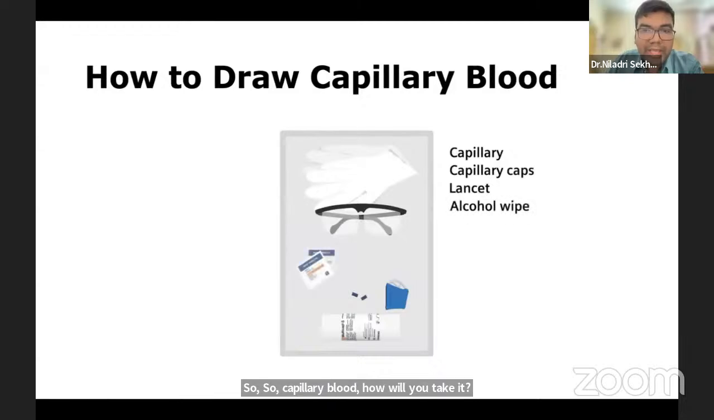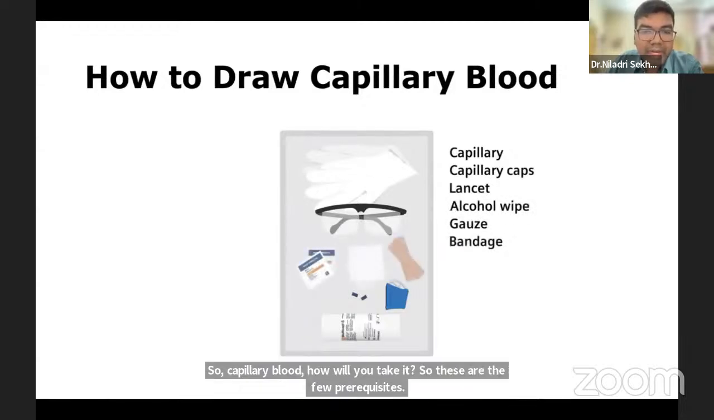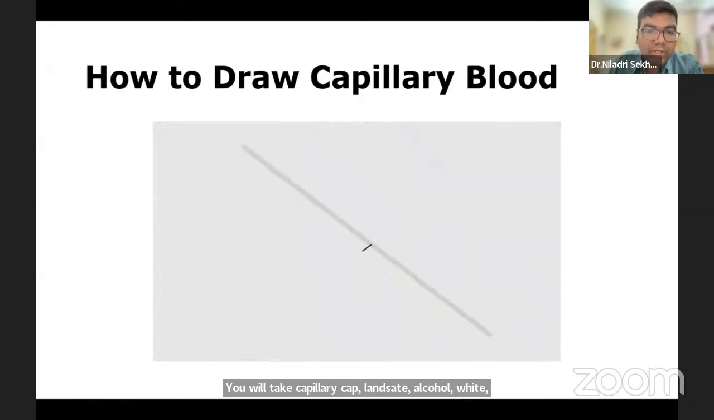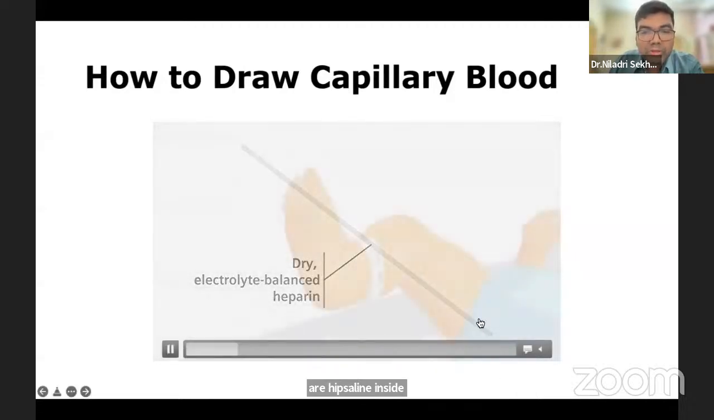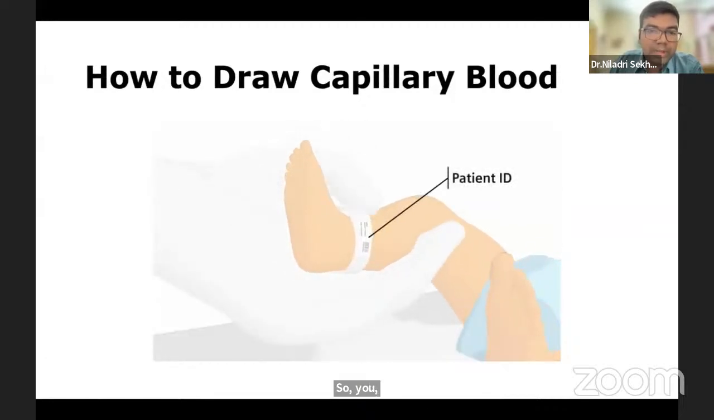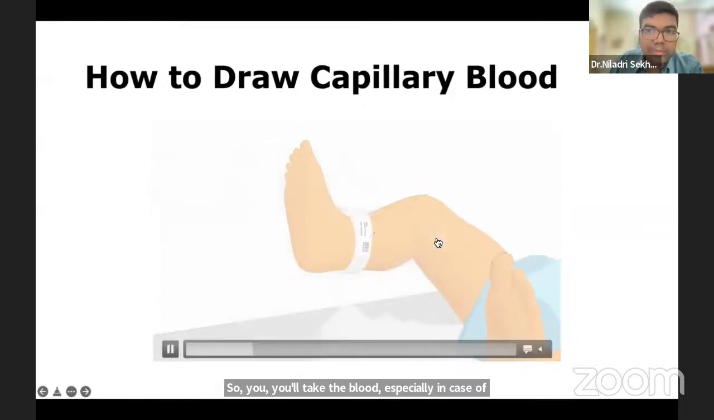You will take a capillary cap, lancet, alcohol wipe, gauze, bandage, and all those things. And these are all capillary tubes. Already there is heparin inside them, electrolyte-balanced heparin. So usually you will take the blood, especially in the case of infants and neonates, from the heel, from the soles.